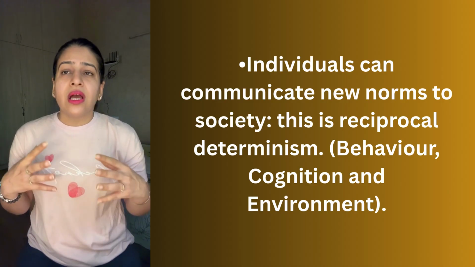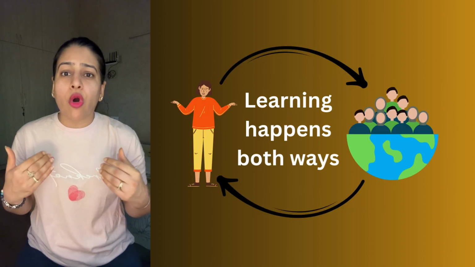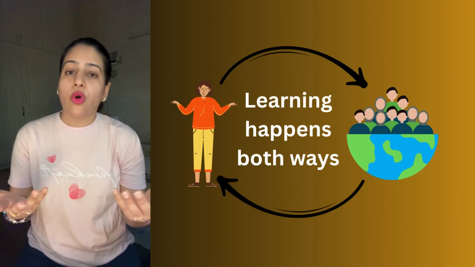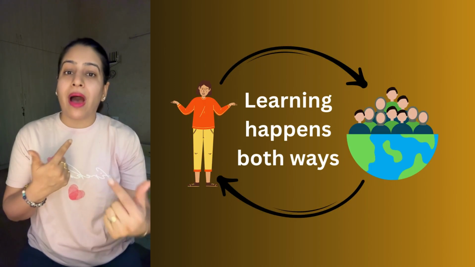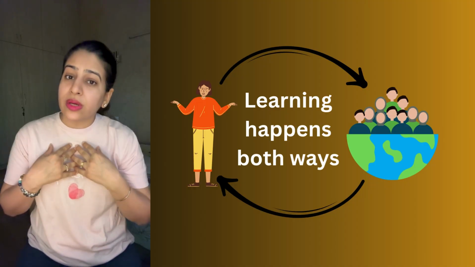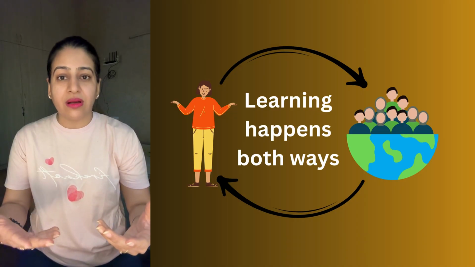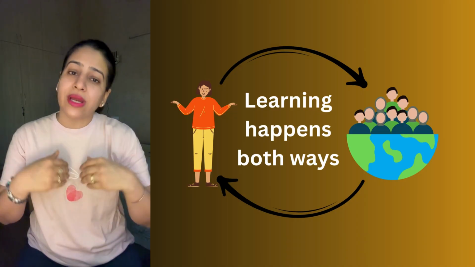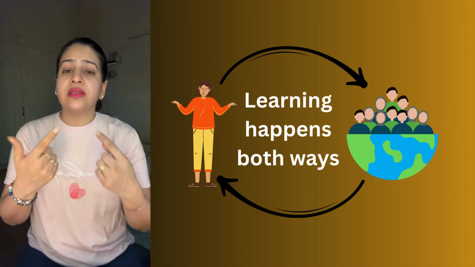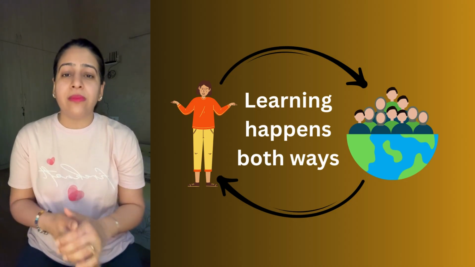It means that learning and imitating is not unidirectional. It's not that always I will learn from my environment or from my society. It is bi-directional. The society and environment can also get influenced by me. So I get influenced by the environment and the environment also gets influenced by me. This is called reciprocal determinism. Very important point to write in your exams.